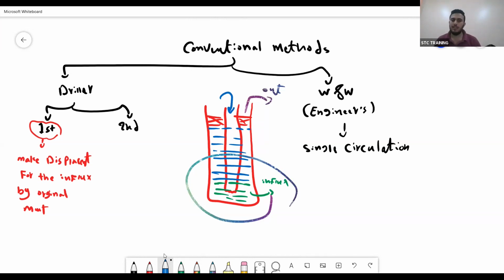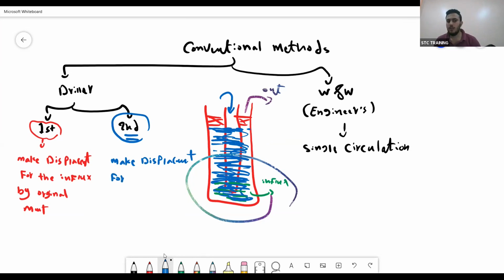But coming to the second circulation of the driller method, its objective: now the well is completely filled with original mud weight, this blue mud. The objective of the second circulation is to make displacement for the original mud by kill mud to kill the well.